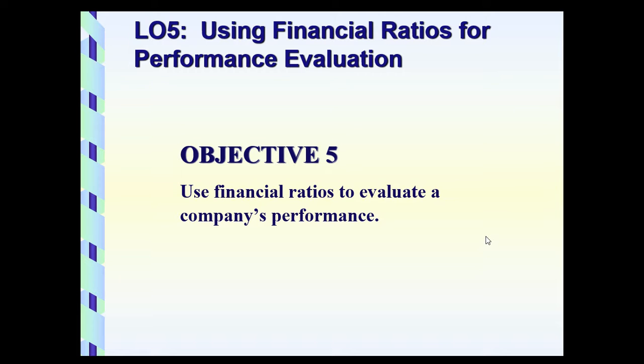So what we're going to do in Objective 5 is we're going to learn how to get a better understanding of our business and its resources and the claims against those resources by calculating and evaluating financial ratios that help us to look at how the company is doing with regard to its two major goals, first being liquidity and second being profitability.